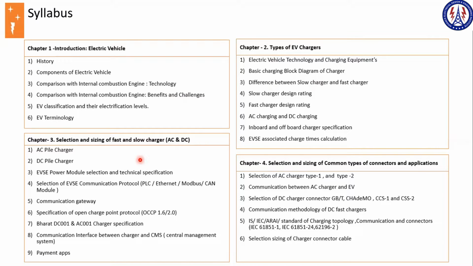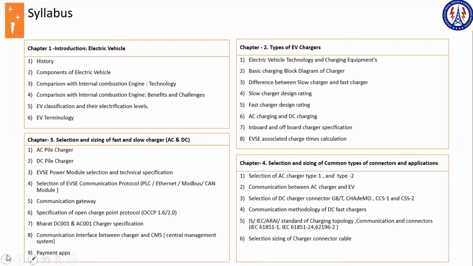Module 3, chapter 3, defines how to select and size the electric vehicle charger for your EV. Which sort of charger is a good fit for your application, and how you can decide that. To understand those aspects, we will cover points in module 3, which include AC chargers, DC chargers, their differentiation, then the communication protocols they follow, and the different types of gateways built in. Then we have a very specific part like Bharat AC and Bharat DC chargers.